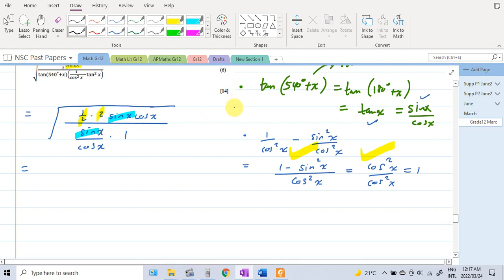Now we can see the sin x cancel out. Now cos divided by 1 over cos is cos times cos over 1, which is basically square root of cos squared x, which is just equal to cos x. So that's my final answer, which is cos x. I hope you understand, guys. And all this is also part of your solution.